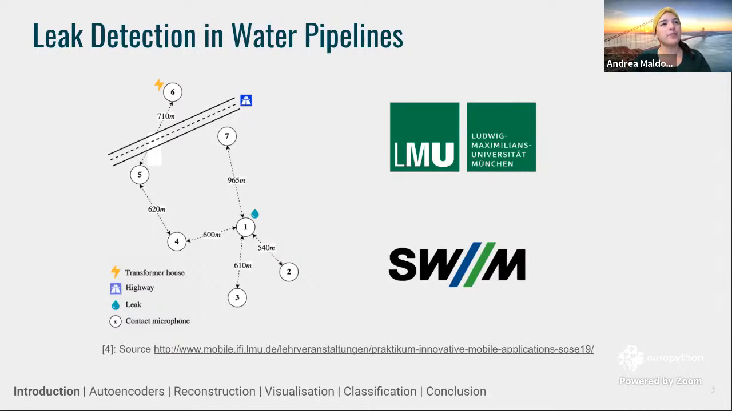Something to be considered is also that there might be other noises that are recorded by these microphones. For example, if this microphone happens to be very close to an autobahn, then you might also hear cars going through, and you might have some unwanted noise overall, besides the water leak.